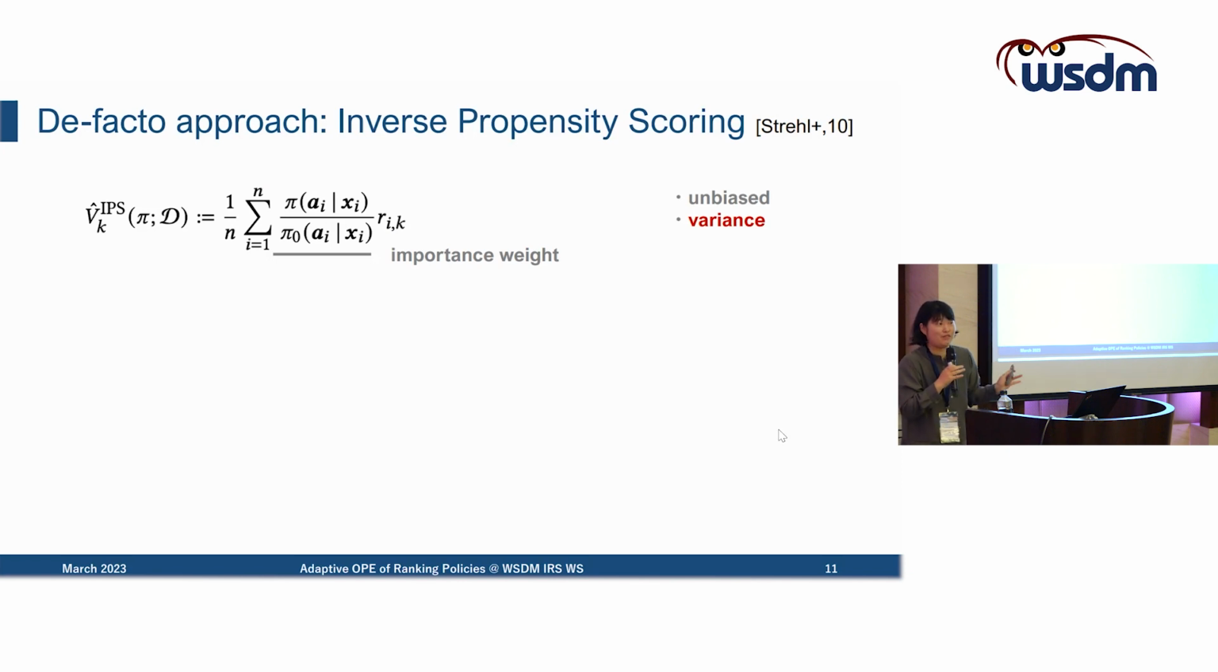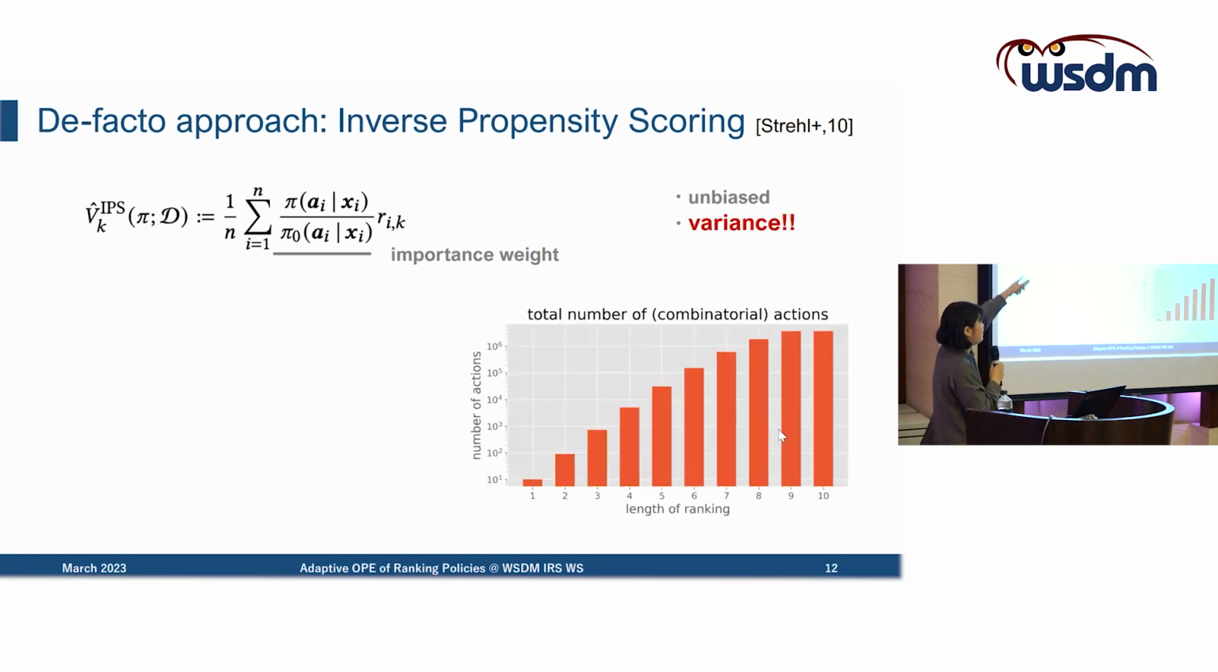And especially in our ranking setting, this variance problem can be problematic because when we calculate the number of total possible combinations of actions, it can grow exponentially as the length of the ranking grows. So maybe the number is a bit small, but it's over 1 million, right? So it's a huge action space. So this makes the importance weight very large because we have weaker overlap between the logging and evaluation policy as the length of the ranking grows. So we need to deal with this very huge action space and also the resulting variance problem.